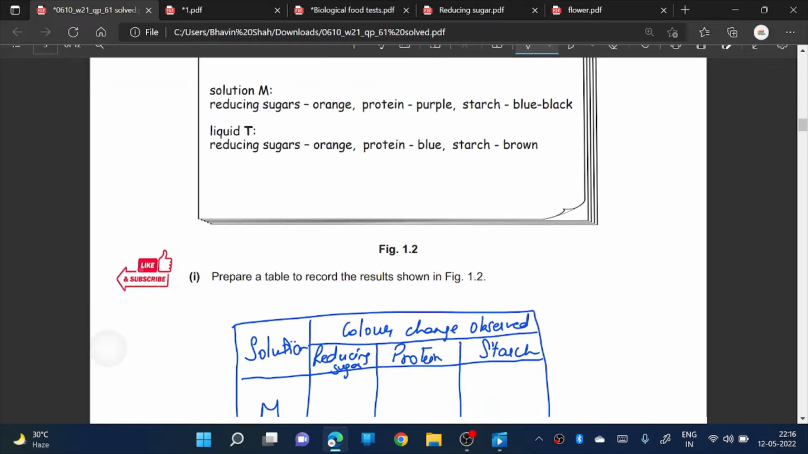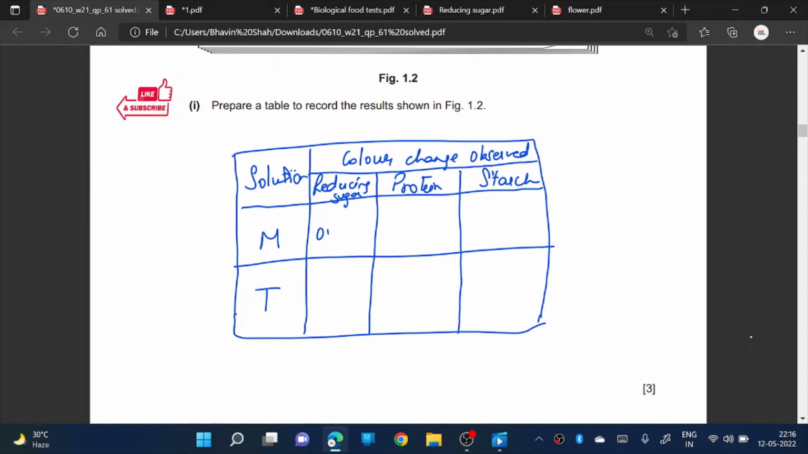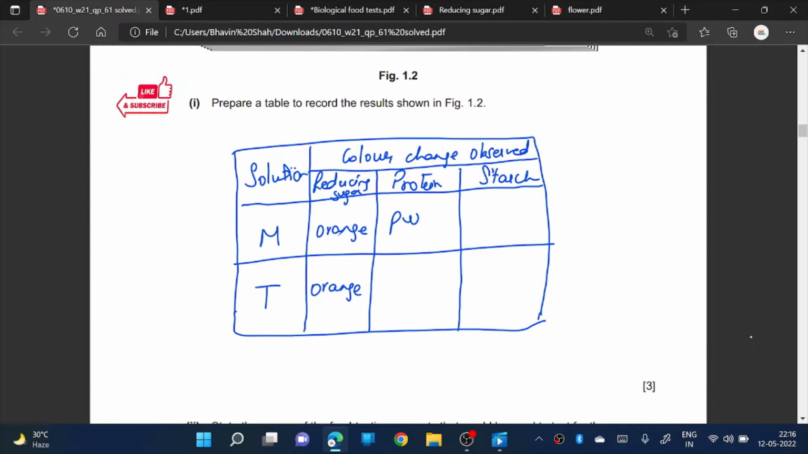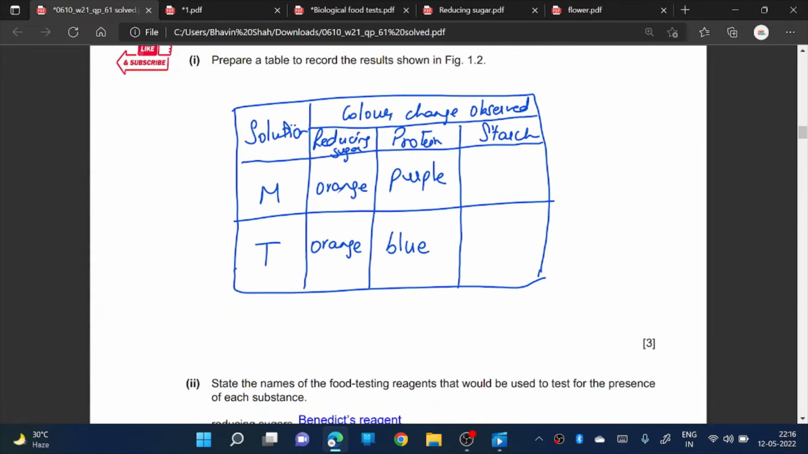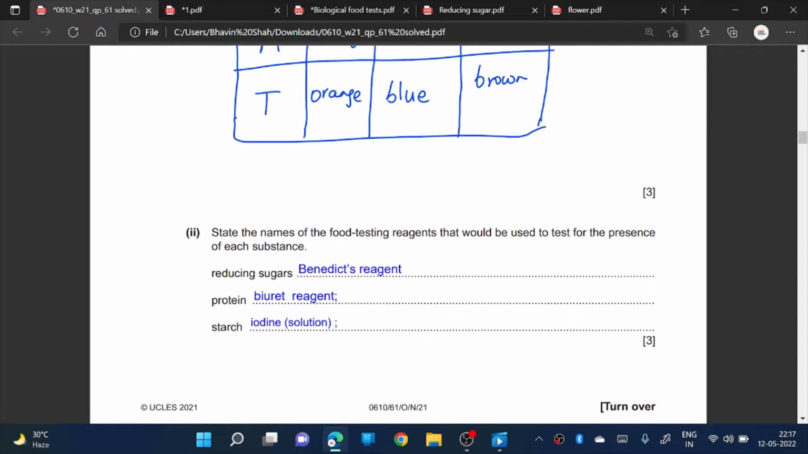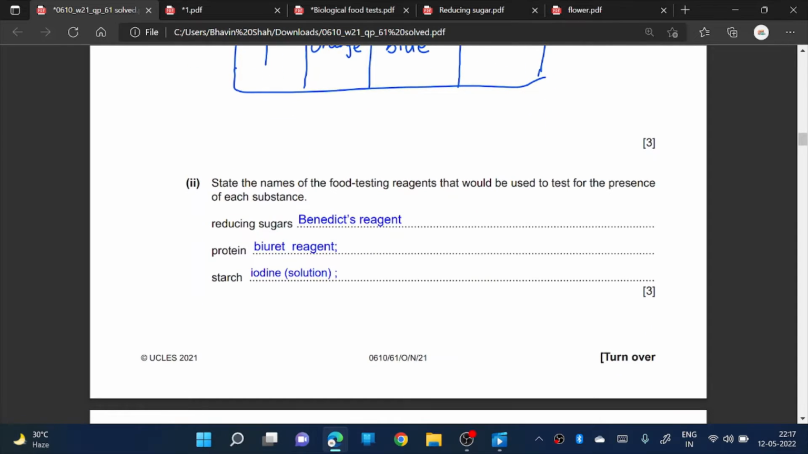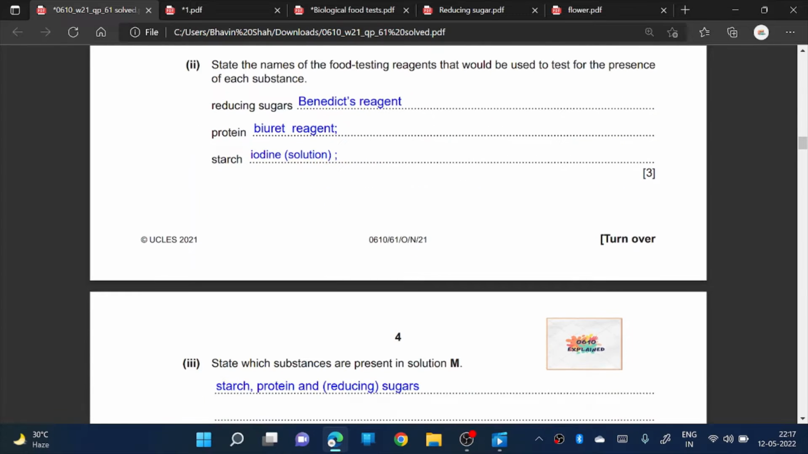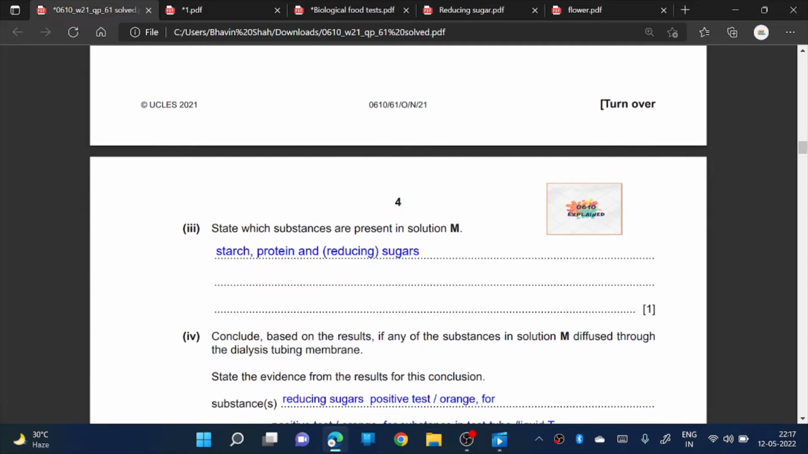As we will quickly see the colors, there was orange and orange in both. Then here we are talking about purple and blue in the proteins. And the last one, starch, blue-black and brown. So this is the table which is going to be marked for 3 marks. State the substances or the names of the food test. We have already spoken. Reducing sugar is Benedict's reagent, protein is biuret and the starch is iodine.